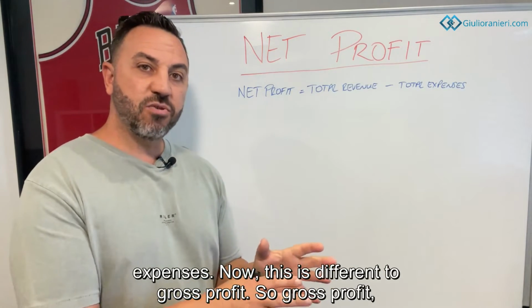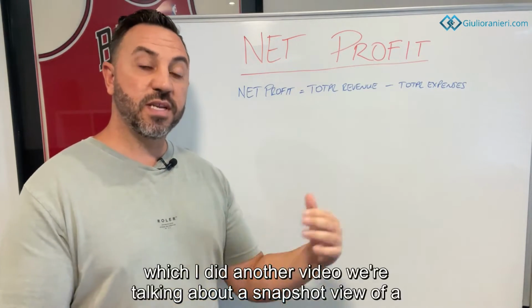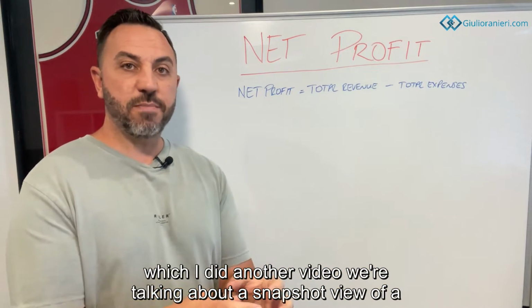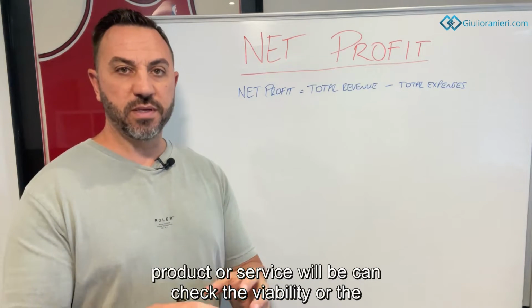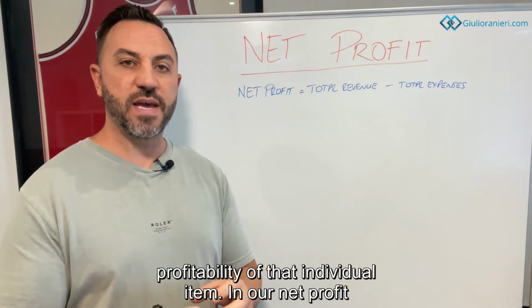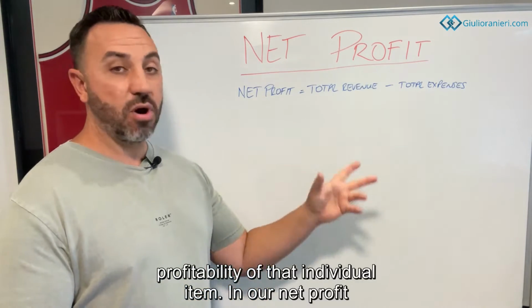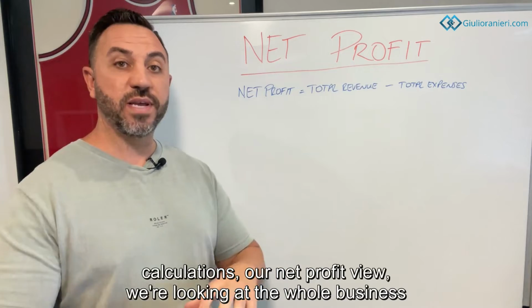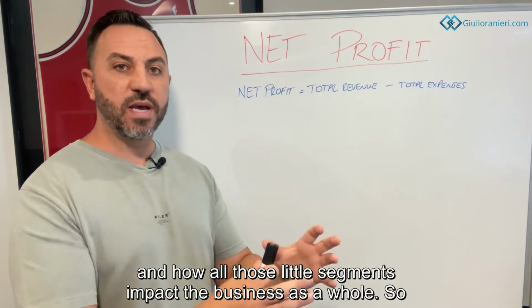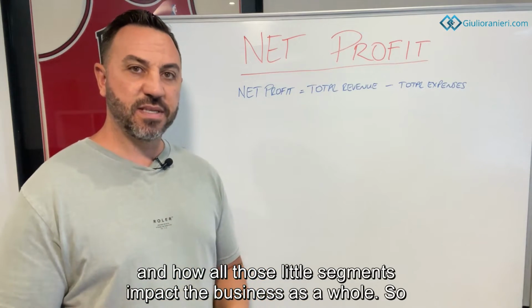Now this is different to gross profit. Gross profit, which I did in another video, is a snapshot view of a product or service where we can check the viability or the profitability of that individual item. In our net profit view, we're looking at the whole business and how all those little segments impact the business as a whole.